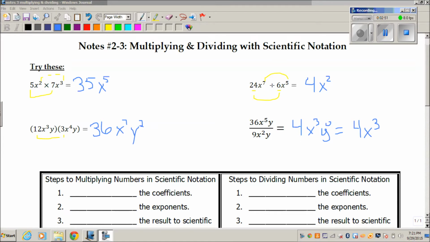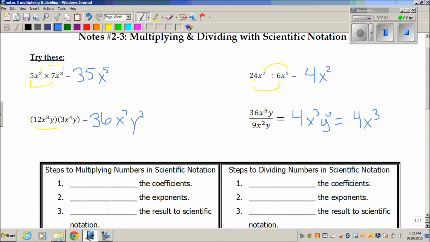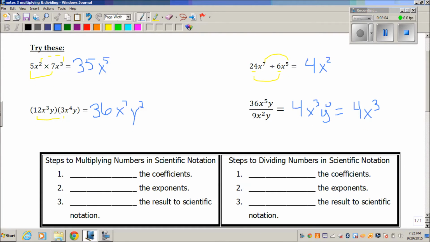Now the reason for reviewing this is when we multiply scientific notation, we do exactly the same thing. So when we multiply numbers in scientific notation, we are going to multiply the coefficients. Right now I'm looking at the box on the left, the steps to multiplying numbers in scientific notation. What's going to happen is that we're going to multiply the coefficients. And the coefficient is just like the coefficient with our expressions. It's a number multiplied to the power of 10. And once we do that, we're going to add the exponents.